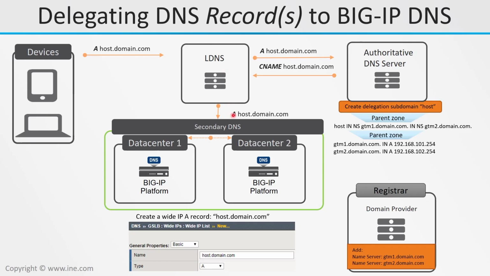The LDNS takes that, points to those NS records for the A record host.domain.com, and since we have a wide IP created, then the F5 DNS boxes will respond with that proper IP address we've assigned, and then the LDNS will respond back to the client with all the information it just learned about via both the data paths.